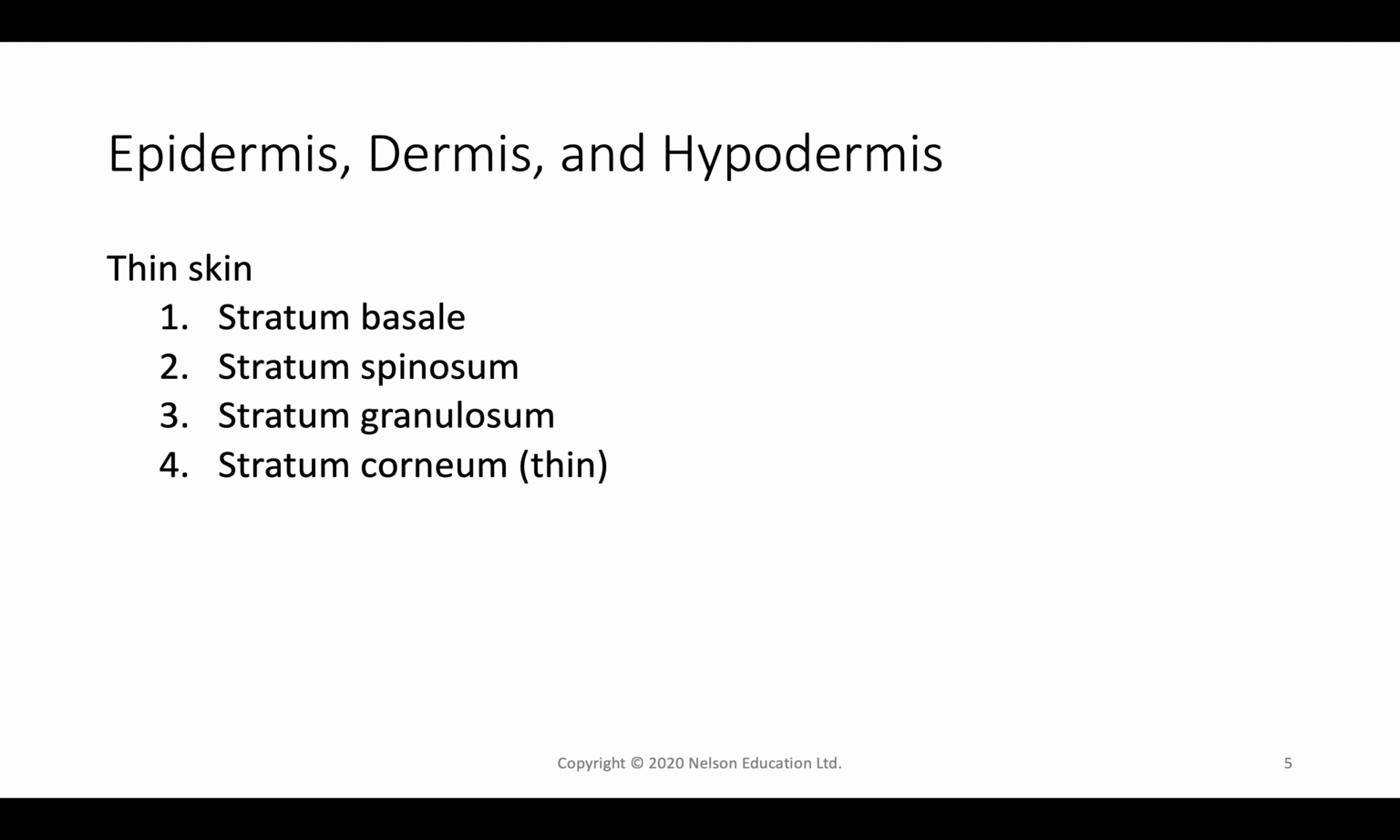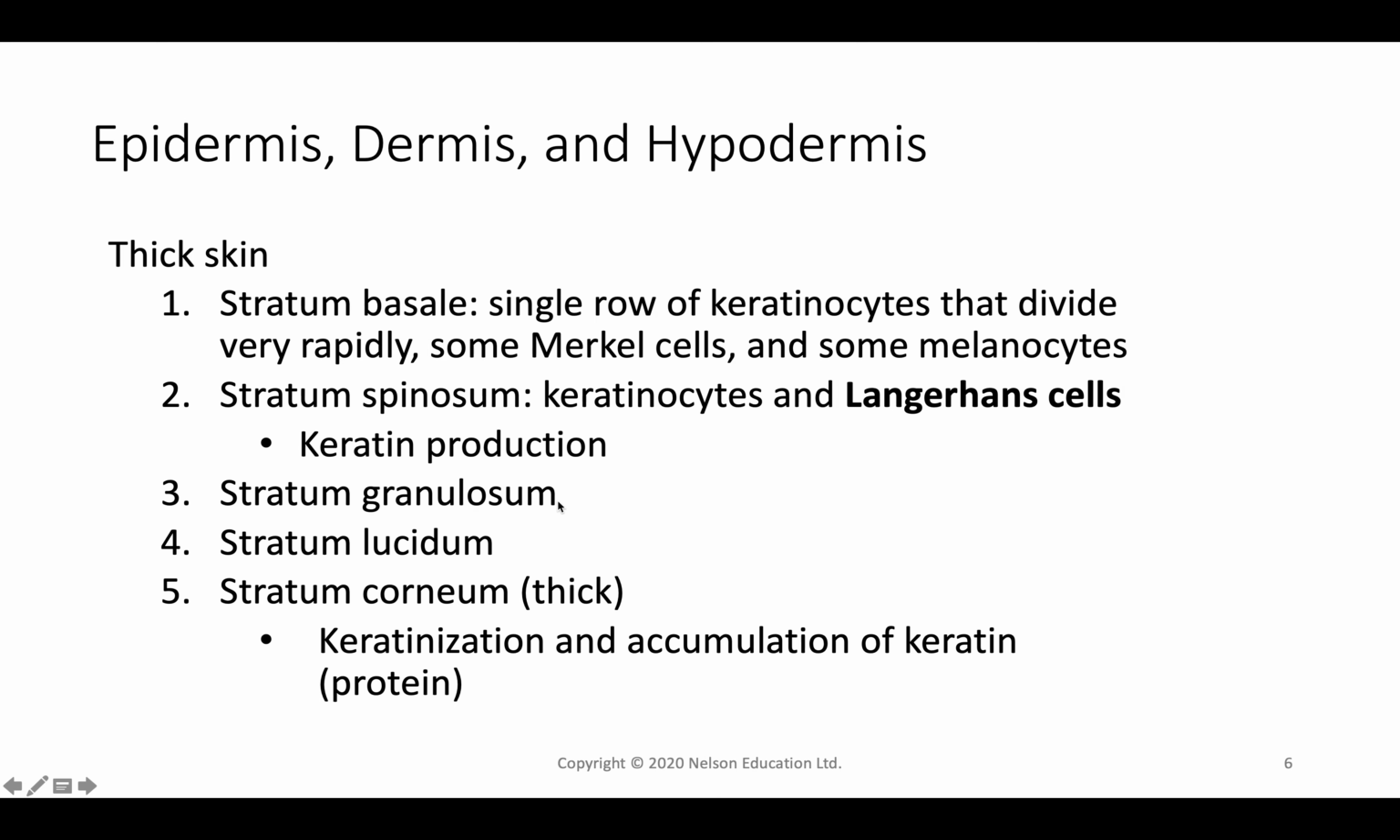So here's the thin skin. The thin skin is going to be comprised first of the stratum basale, which is the basal layer, then the spinosum, then the granulosum, then the corneum, which is the outermost layer. And thick skin is going to have an extra layer. So it's going to have that stratum basale, right? Then the spinosum, granulosum, and then it has the lucidum and then the corneum.